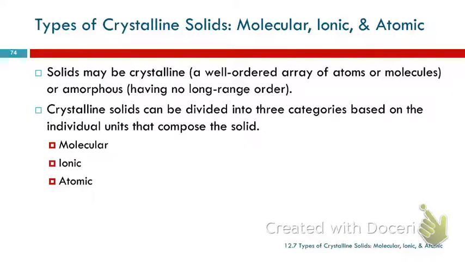Okay, so there are different types of solids. We talked about amorphous versus crystalline. A crystalline solid has order to it. An amorphous solid is just sort of random particles lumped together. We can take those crystalline solids and divide them into three categories based on what the individual particles in that solid are. So it could be molecular, ionic, or atomic.